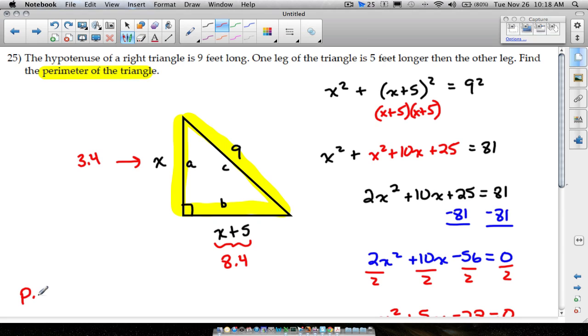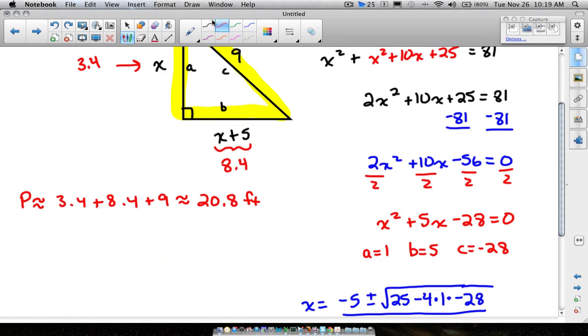So the perimeter is going to be approximately 3.4 plus, we get 8.4 here when we plugged in 3.4 there, and then plus that 9. I wrote 3.4, but I just said 8.4. So therefore, we get an approximation. That's going to be what? 8, 11, 20, 20.8. So 20.8 feet.